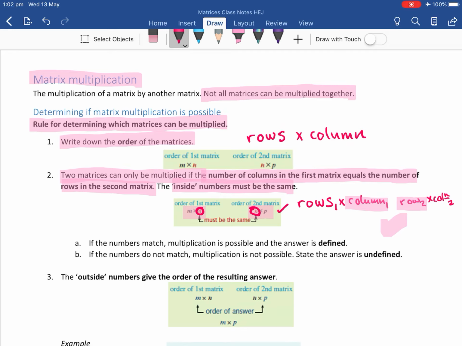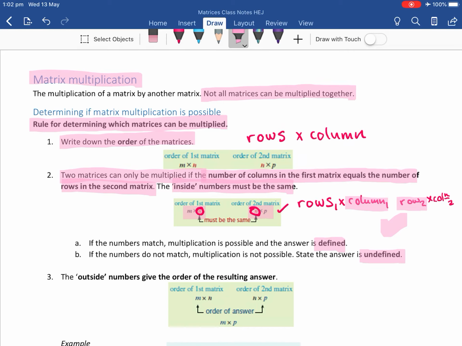So if the numbers match, multiplication is possible and the answer is defined. We use the word defined. You can have an answer. If the numbers do not match, multiplication is not possible, so the answer is undefined. So when you write the order of your matrices, if you find that those inside numbers are different, that means it is undefined if you're being asked to multiply them.